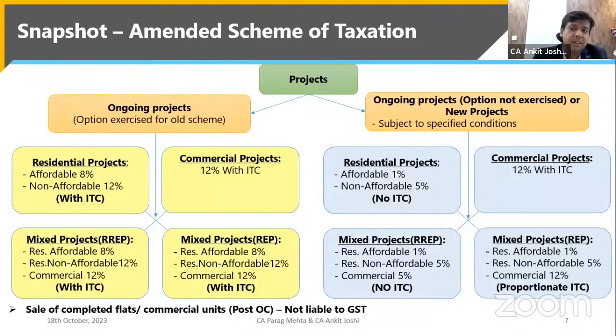In case of REP, where commercial area is more than 15%, affordable is 1%, non-affordable 5%, and commercial 12%. And here, ITC will be available for the GST liability in case of commercial sale, proportionate to the commercial share. And if the entire project is commercial, then yes, 12%, the entire project at 12%, and the entire ITC will be available.